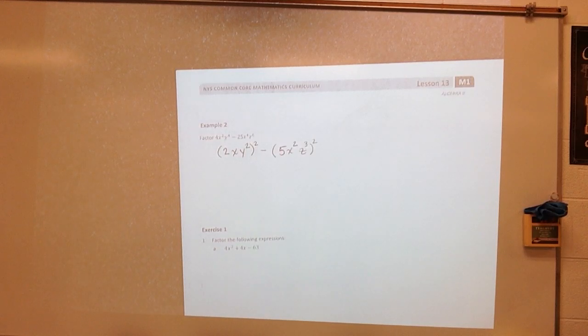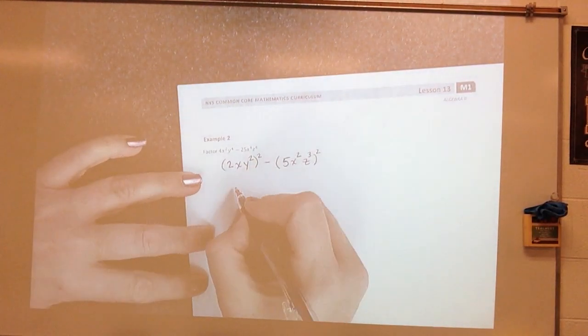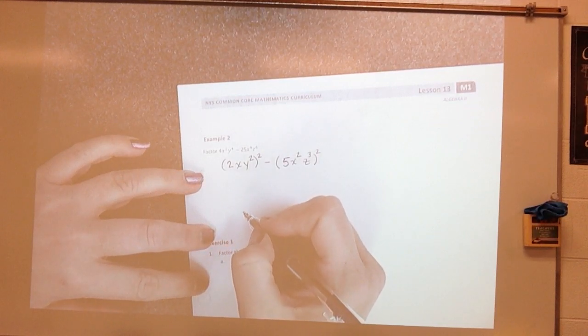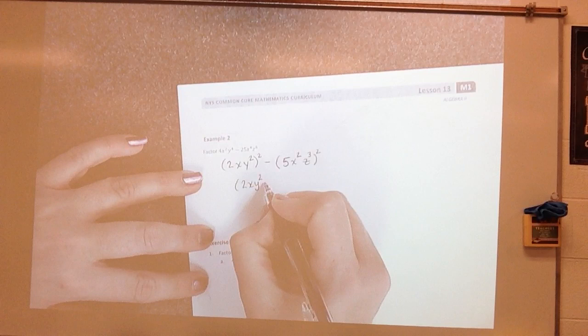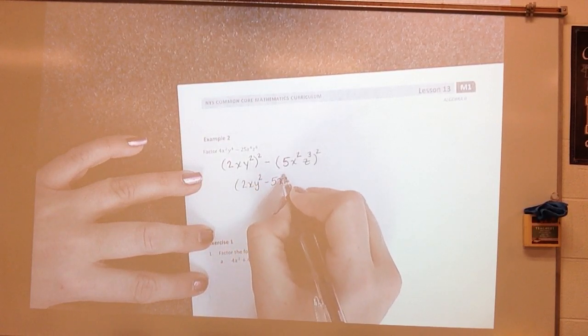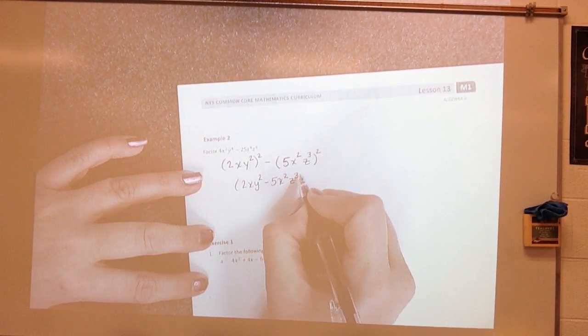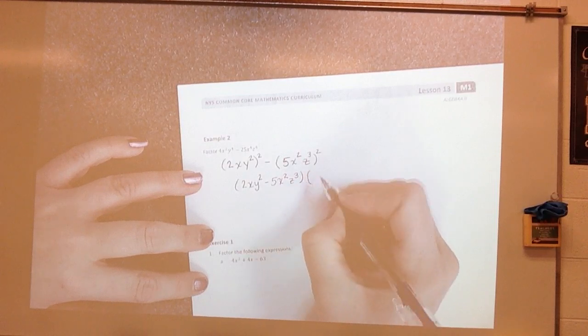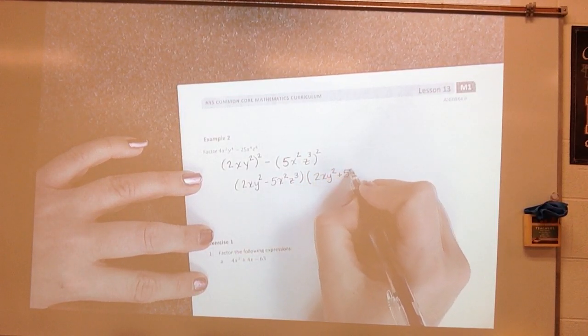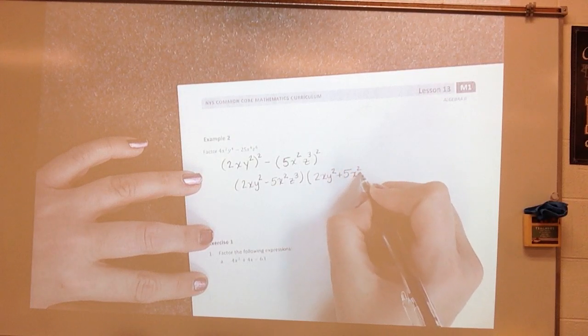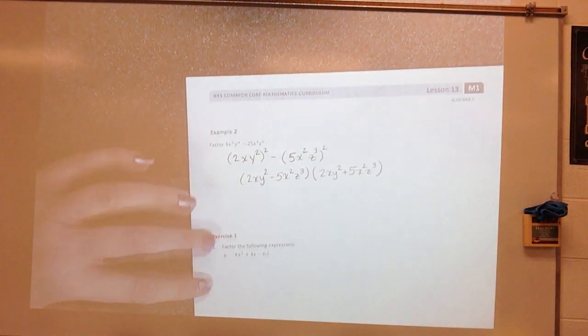So now I have figured out my perfect squares. Let's write those down. Alright? So I've got 2xy squared minus 5x squared z cubed times 2xy squared plus 5x squared z cubed.